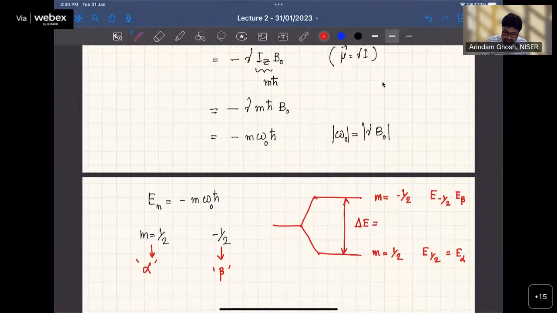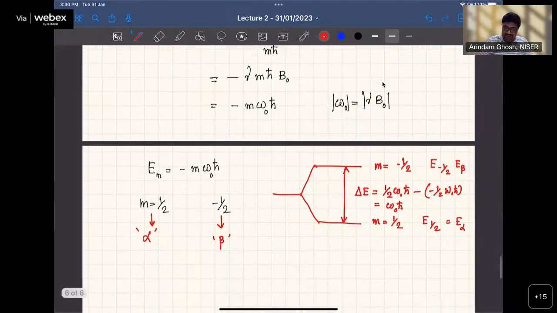That is going to be the difference between the two, and that is going to be half omega 0 h cross minus minus omega 0 h cross, and is equal to omega 0 h cross. So therefore it will be two levels, two energy levels, the moment you have this particular magnetic field, and these two are called the Zeeman levels, the Zeeman splitting.